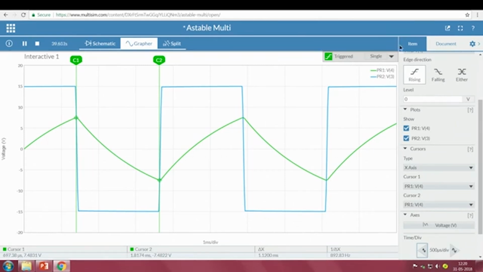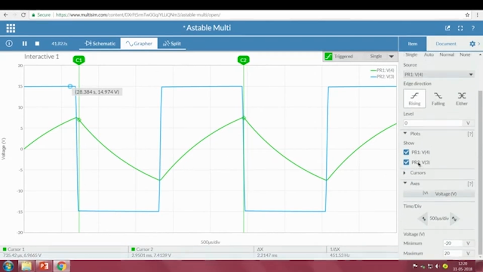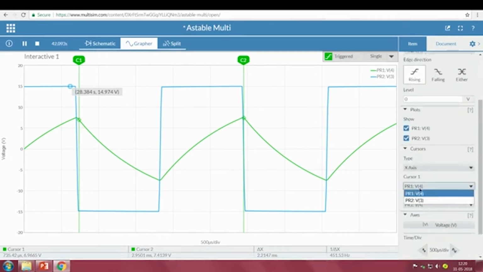The complete frequency, when you see, the frequency is nothing but from here to here. So what I will do is I will take the cursors on this. So I will keep it, okay. So now the cursors are in C1. I will see from 0 whether we get or not. Okay, I am not getting it, that is fine. To C2.